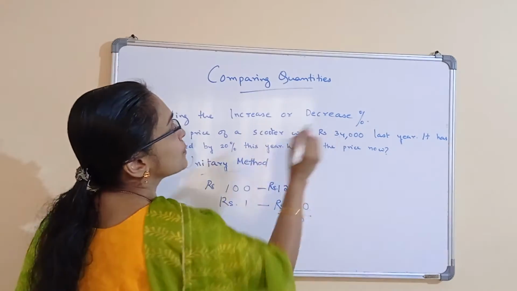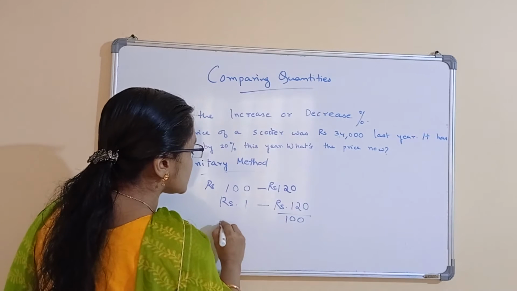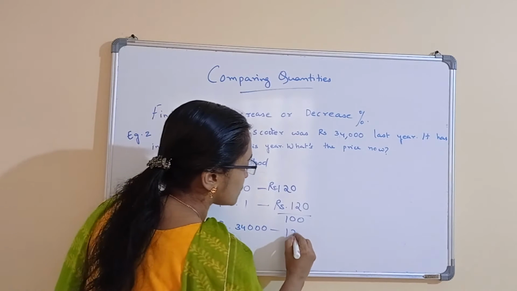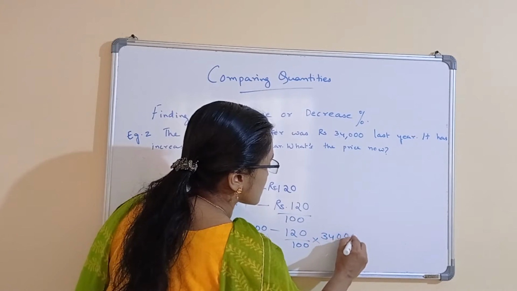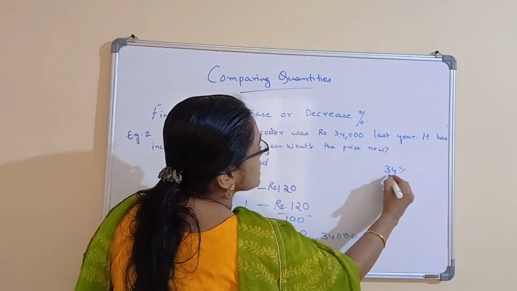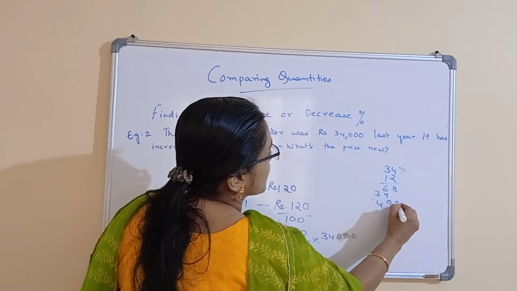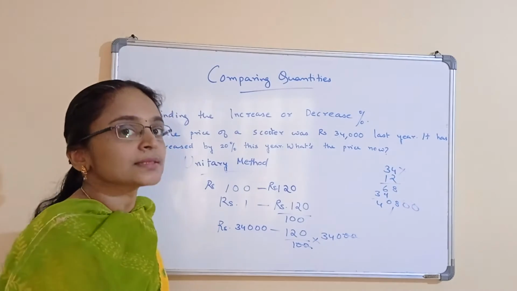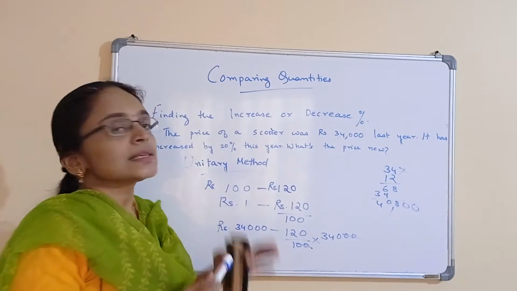We have to find the new price if the old price was 34,000, right? So, if it is 34,000 rupees, what will be the new price? It will be 120 by 100 into 34,000. So cancel two zeros. Then 34 into 12 is 408. Now two zeros are there. So what is the new price? It is 40,800. So you can do it by the method that is easy for you.